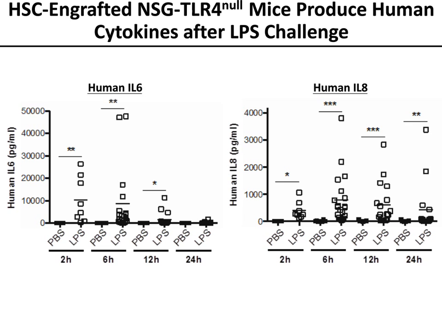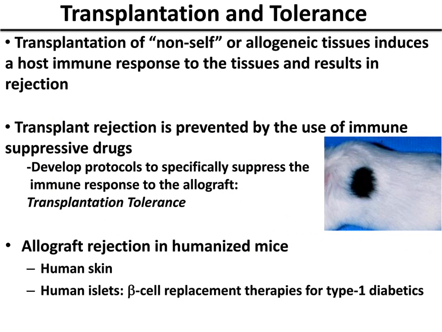So the innate immune system is functional. How do we study the adaptive immune system? For that, we turn to a transplantation model, because T cells and B cells are going to be actively involved in the rejection of transplanted tissues. So again, the transplant of non-self or allogeneic tissues induces a robust host immune response to those tissues and ultimately results in the rejection of those tissues.